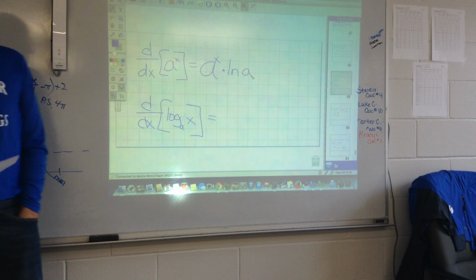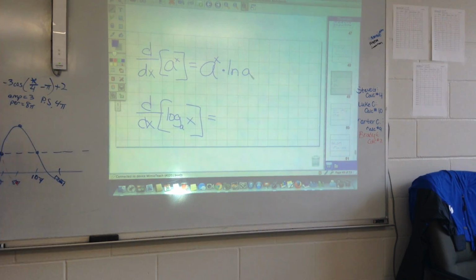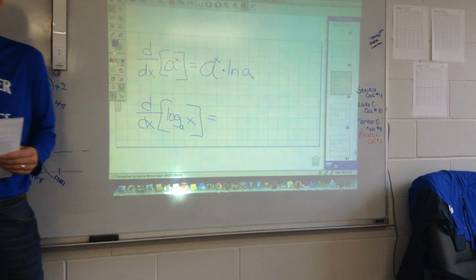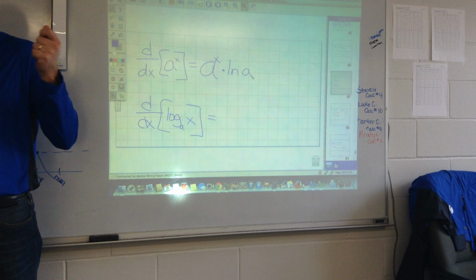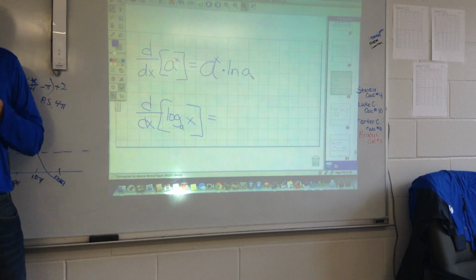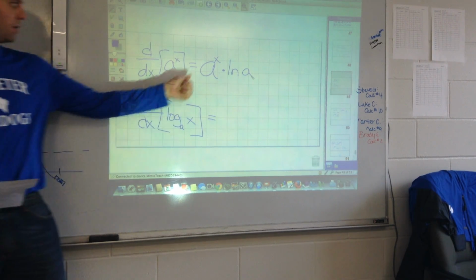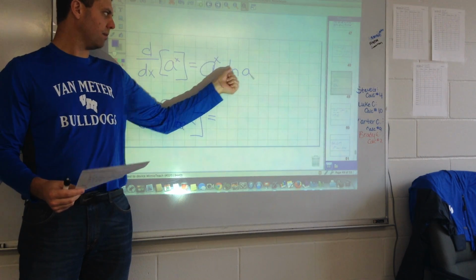It's not a terrible one to memorize. But I just think going through the proof of it probably helps me a little bit. So if you want to do the derivative of 5 to the x power, the derivative of 5 to the x power would be 5 to the x times the ln of 5.